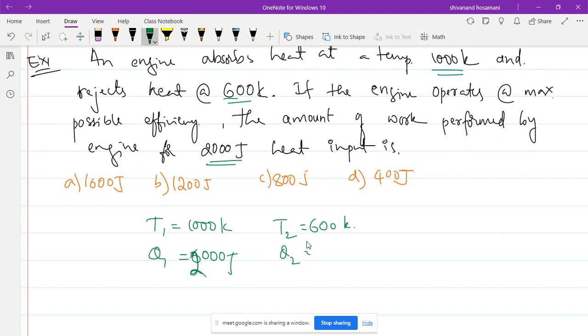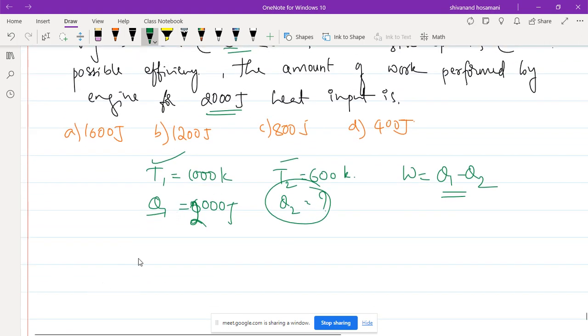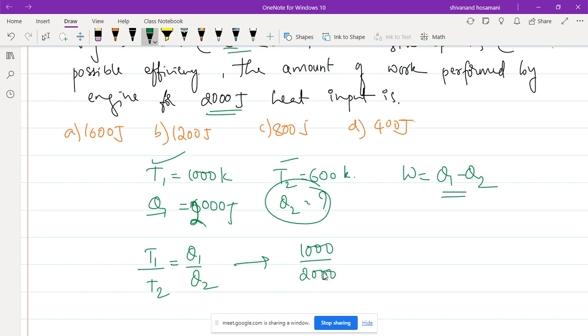First calculate Q2; work done is Q1 minus Q2. We know T1, T2 and Q1, so we can calculate Q2. For a Carnot engine, T1 by T2 is equal to Q1 by Q2. Therefore 1000 divided by 600 is equal to 2000 divided by Q2, so Q2 is equal to 1200 joules.